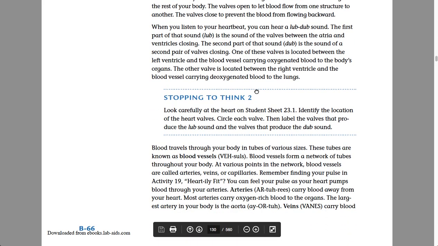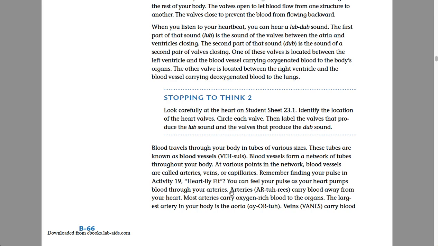Okay, moving on here. Blood travels through your heart in tubes of various sizes. These tubes are known as blood vessels. Blood vessels form a network of tubes throughout your body. At various points in the network, blood vessels are called arteries, veins, or capillaries. Remember finding your pulse in Activity 19, Heart Healthy Fit? We didn't do that, so don't worry about it. You can feel your pulse as your heart pumps blood through your arteries.